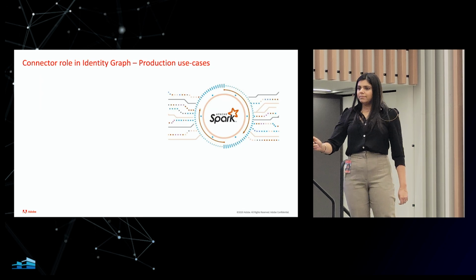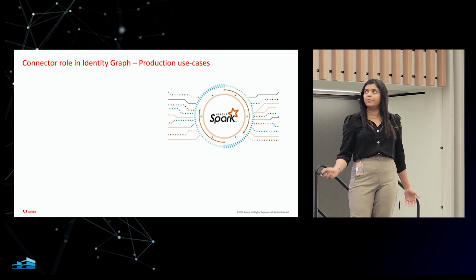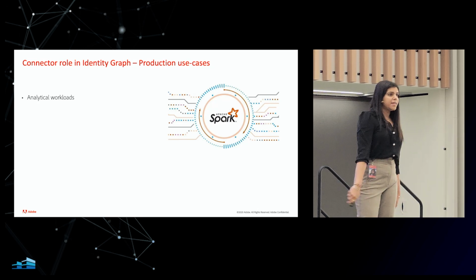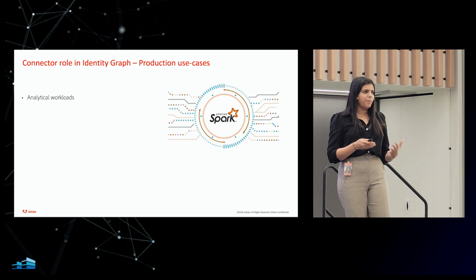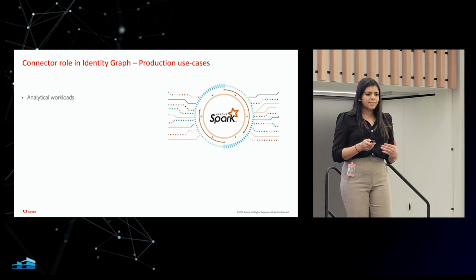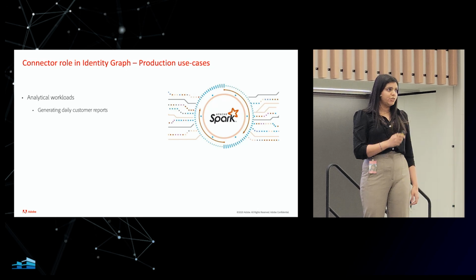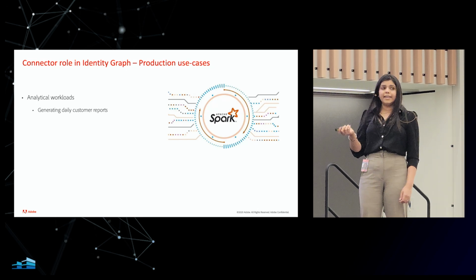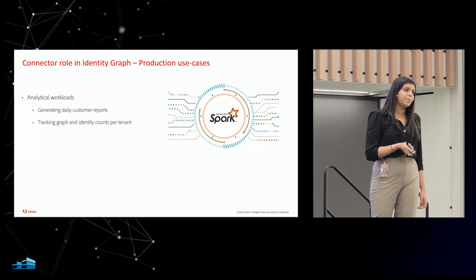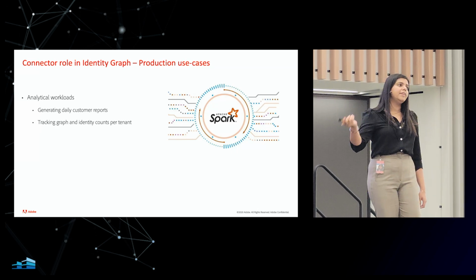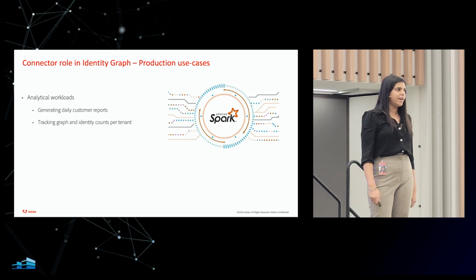All right, having said that, now let's talk about how we are using this connector in our workloads. The very first use case is OLAP, analytical kinds of workloads, since we store a wide amount of data in our database related to identity graphs. The very first thing is we are running a nightly job to generate daily customer reports. We are extracting the graph and identity counts per customer, and this information is finally used by the tenants to see how much data they're bringing in, and also for debugging and tracking purposes.